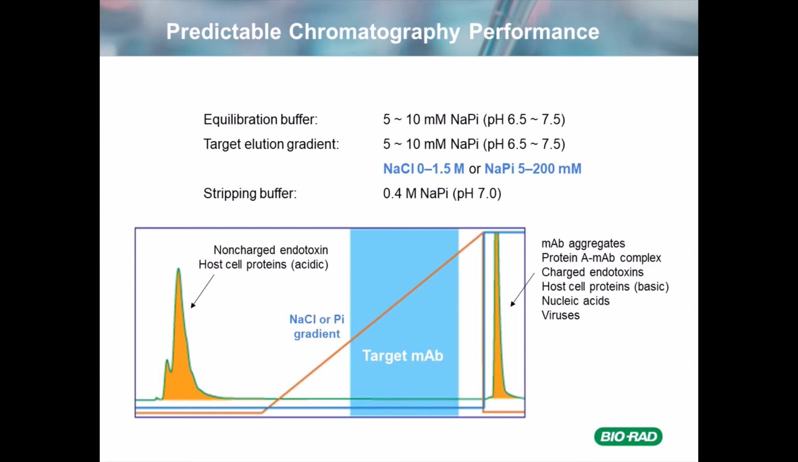The bound monoclonal antibody can be eluted either by a sodium chloride gradient or sodium phosphate gradient or their combination, and we are going to leave the impurities such as the stronger binding mAb aggregates, the protein A-mAb complex, the charged endotoxins, the more basic host cell proteins, nucleic acids, and viruses on the column until we strip the column during the cleaning with 0.4 molar sodium phosphate.